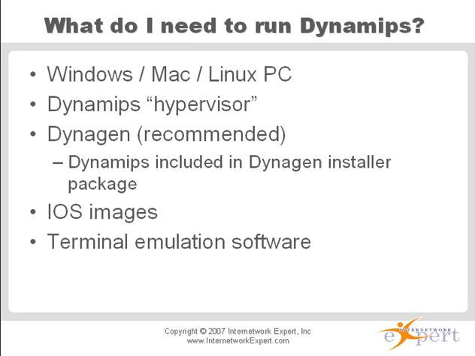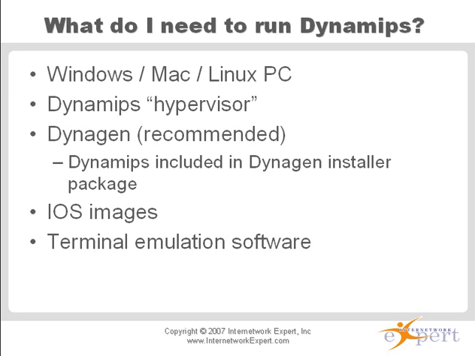Now, in order to run Dynamips, the first thing we need is a PC, and there is going to be support for Dynamips on Windows, Mac OS, and Linux. So in order to run the Dynamips process, there's going to be two different programs that we need. There's going to be the Dynamips hypervisor that is actually used to emulate the router's hardware.